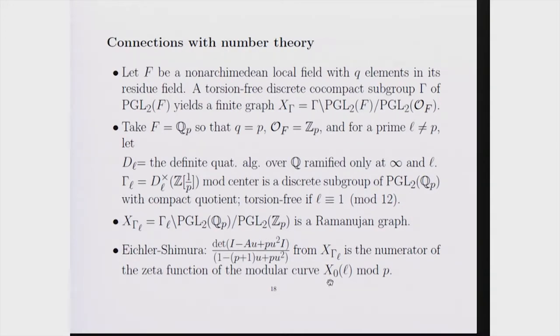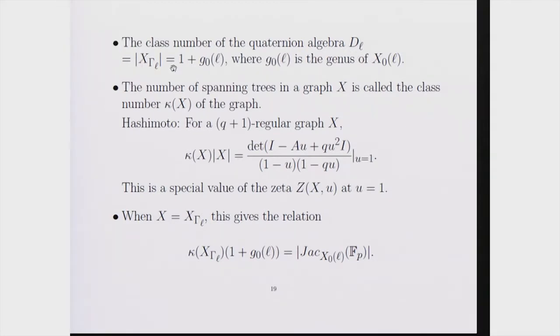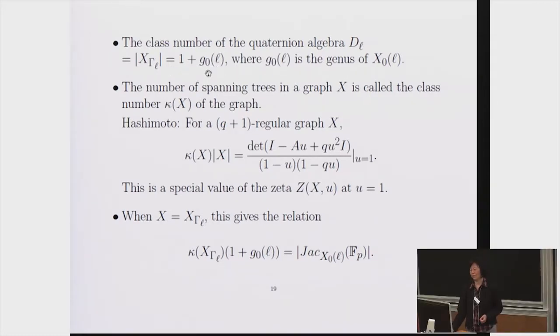So in other words, what I want to show is that there are some graphs whose zeta function is identical with the zeta function of some curves. So there's some connection. The graph we just chose here has cardinality 1 plus the genus of the modular curve X_0(L). And that is equal to the class number of this quaternion algebra, D_L.